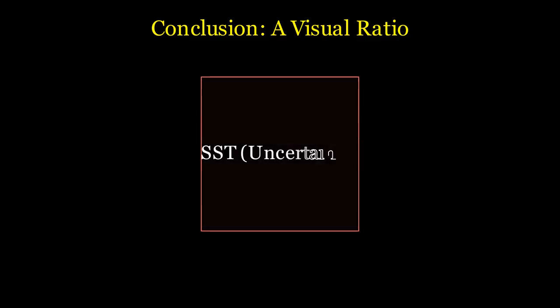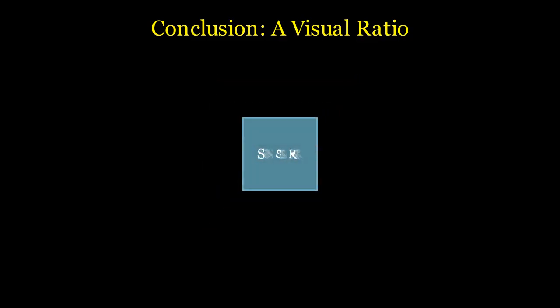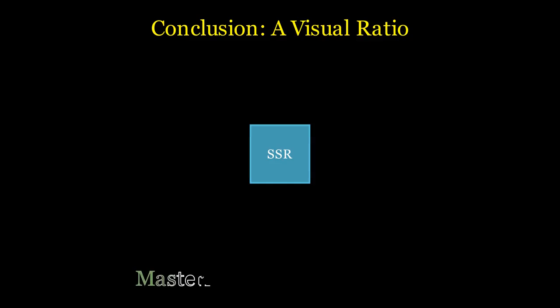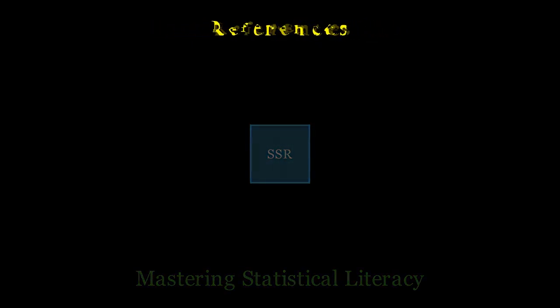In conclusion, R-squared is a visual ratio of areas. It compares the square of errors from our model to the square of errors from a simple average. Next time you see an R-squared value, don't just think of a number. Think of those squares shrinking as your model gets smarter. Mastering this visualization is the first step toward true statistical literacy.